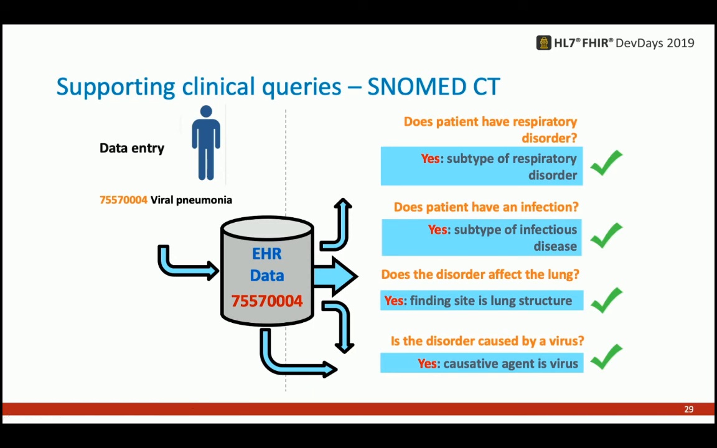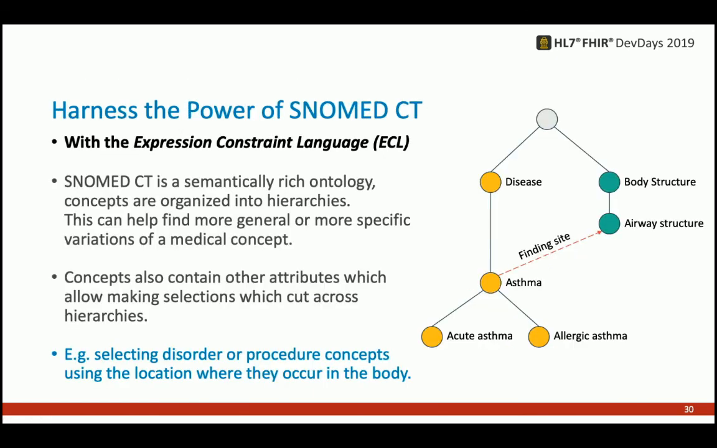So we have a way to do that in SNOMED called ECL, which is expression constraint language, which means we can say, for example, here's a good example. The best one is, I would like to select a disorder or procedure using the location of where they occur in the body. So give me all the patients who have had a procedure on the airway structure. And I can find that by the concepts they've got in their patient records. We have a full syntax on that, and we'll talk about it in the next session.